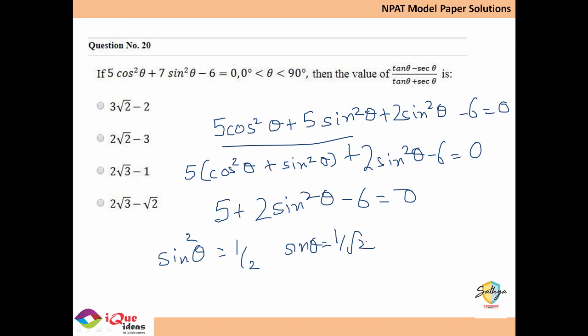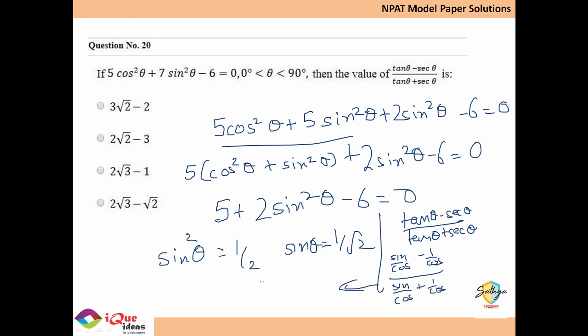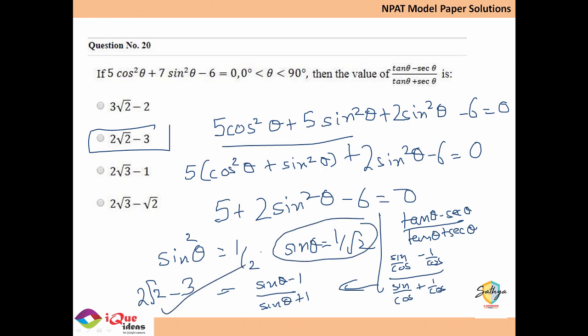Now if you know that sin theta is 1 upon root 2, then you can simplify tan theta minus sec theta upon tan theta plus sec theta as sin upon cos minus 1 upon cos divided by sin upon cos plus 1 upon cos. So this gets simplified as sin theta minus 1 upon sin theta plus 1. Substitute the values and simplify. You will get the answer is equal to 2 times root 2 minus 3. So 2 times root 2 minus 3. All you need to do is be able to identify how to get the value of sin theta. Once you do that, the answer is pretty much simple.